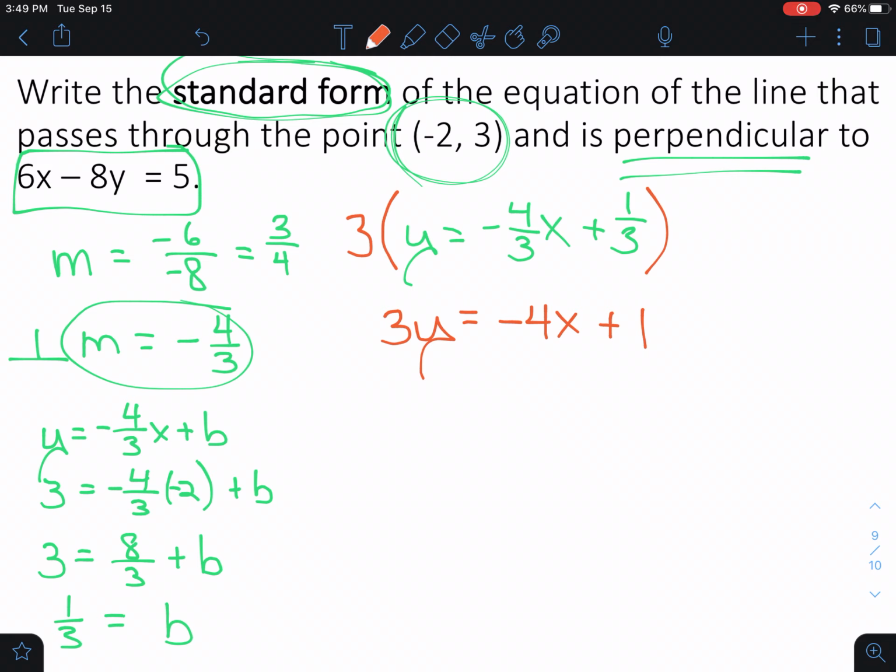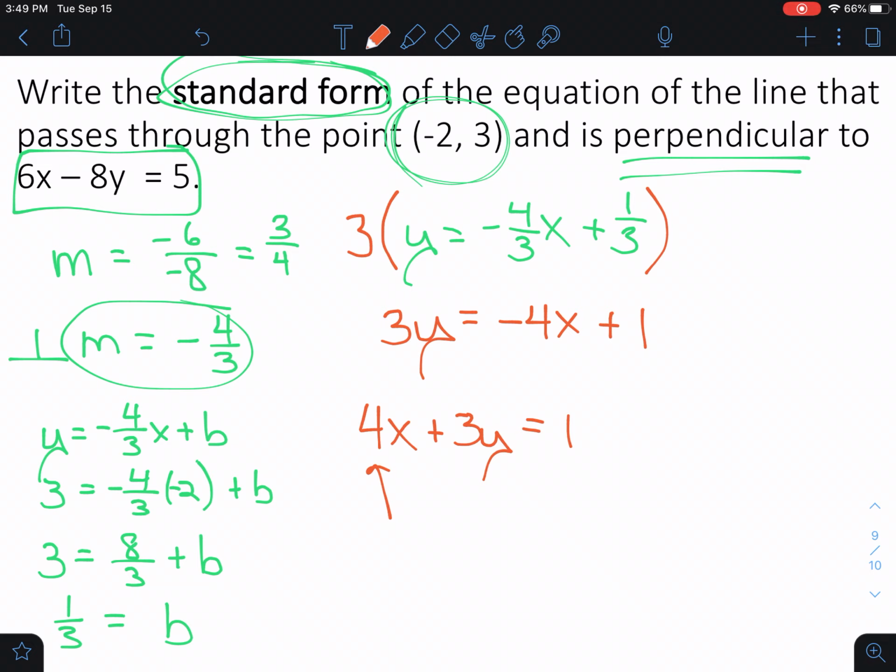So then the second thing is you want to make sure that your x and y are on the same side. So I want to move -4x to the other side. So I'm going to add 4x to both sides. So I'm going to get 4x plus 3y equals 1. Okay, now they're all integers. I want to make sure that this is positive. Okay, it is, so we're good.